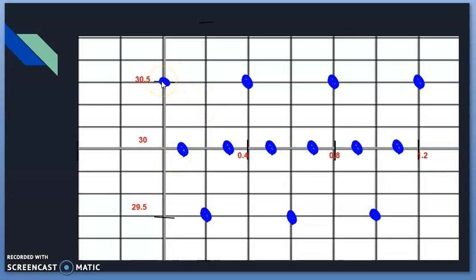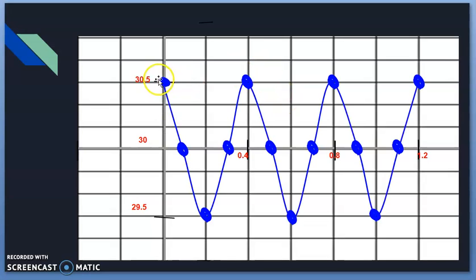We know again that we start at a maximum, so then based on the amplitude and knowing that this is a sine function, we can graph these points here. When we actually connect these points, it looks like this. Remember that x is in minutes, y is in feet.